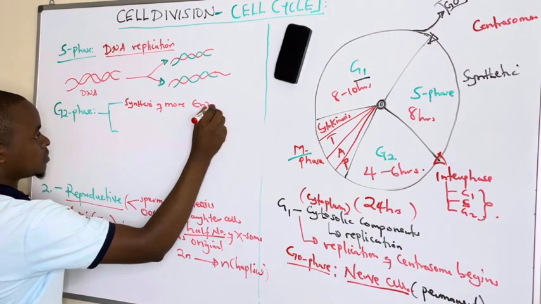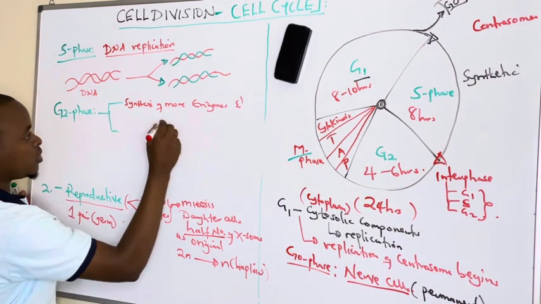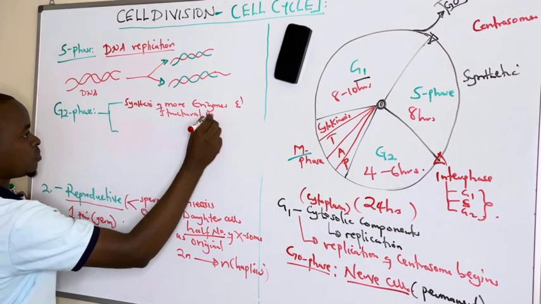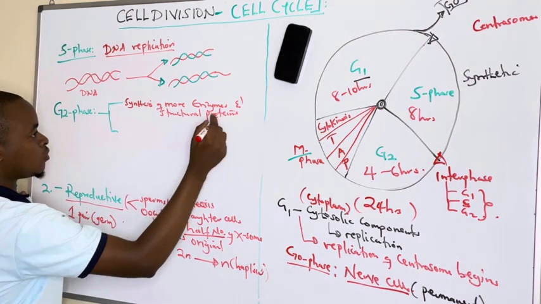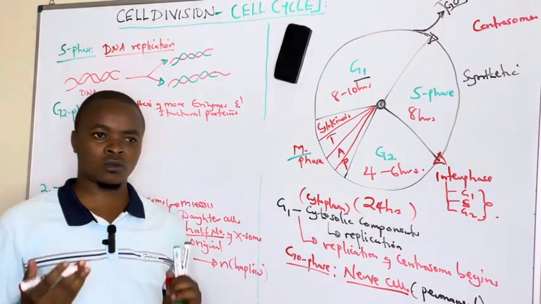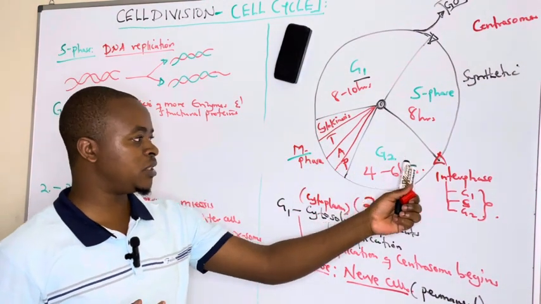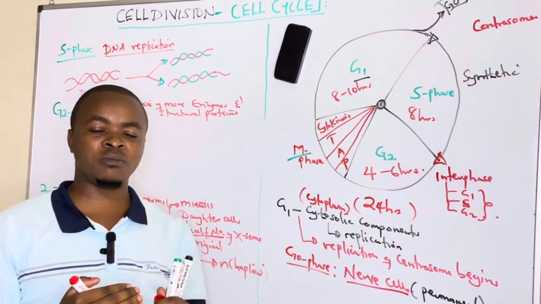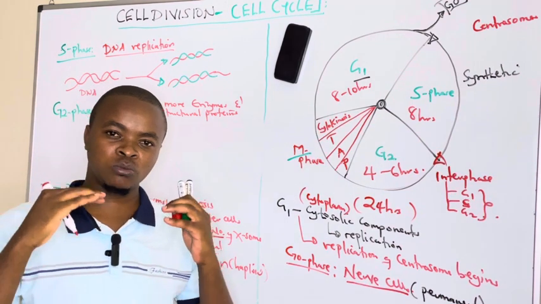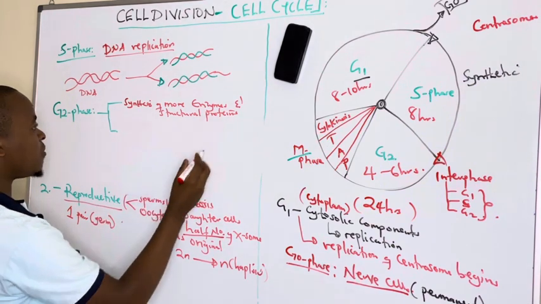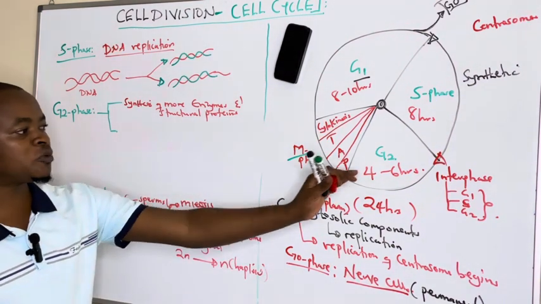enzymes and structural proteins required. So we see it all happening in the cytosol or in the cytoplasm, whereby the cell during this resting period, if there are more enzymes needed during mitosis, more structural proteins and functional proteins required, they are synthesized in the GAP2 phase.